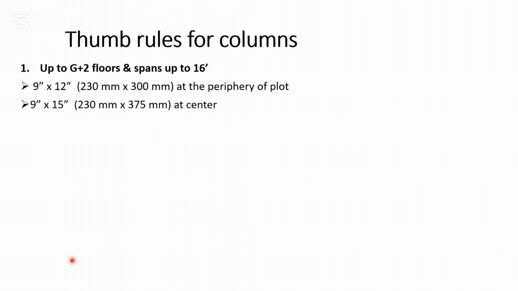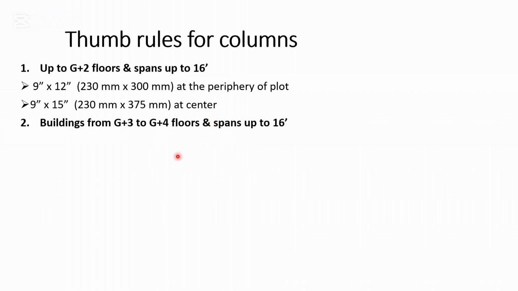Now coming to the size of the columns, if your building is up to G+2 floors and the span of the beam is around 16 feet, then you can consider 9 inch by 12 inch columns at the periphery of the plot and 9 inch by 15 inch columns at the center. Obviously, the size of the column at the center will be higher because the loads will be coming from all the 4 slabs at the center.